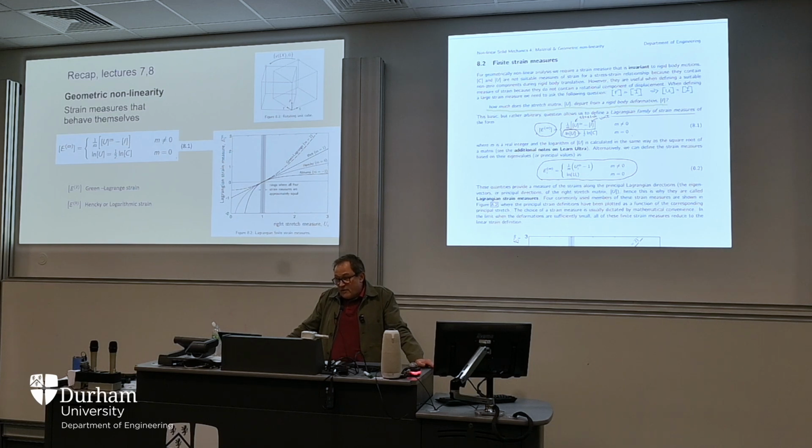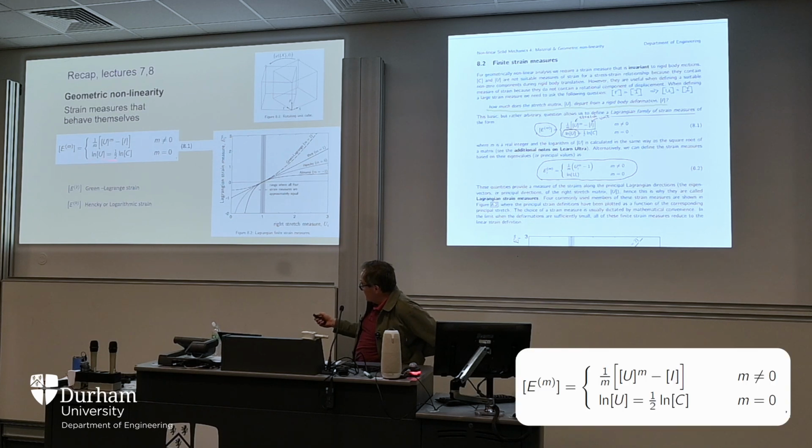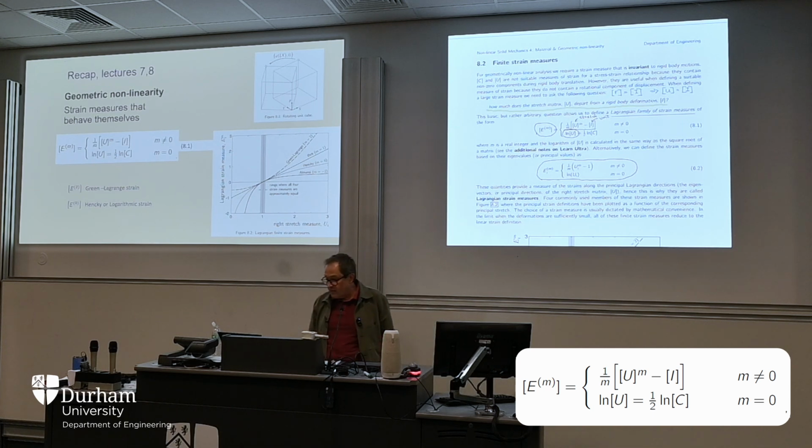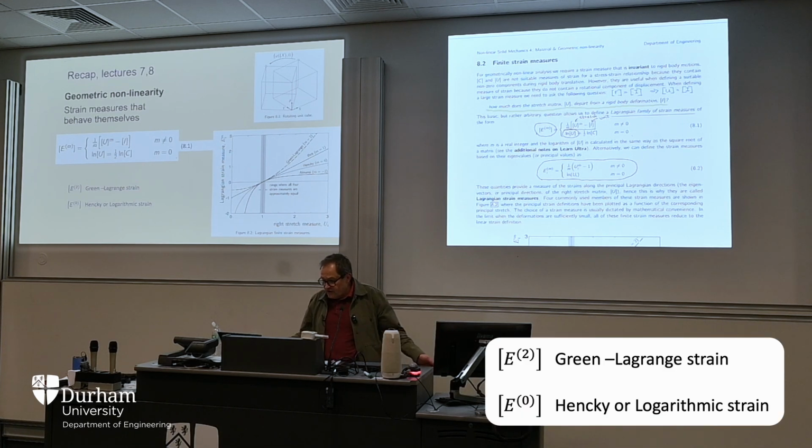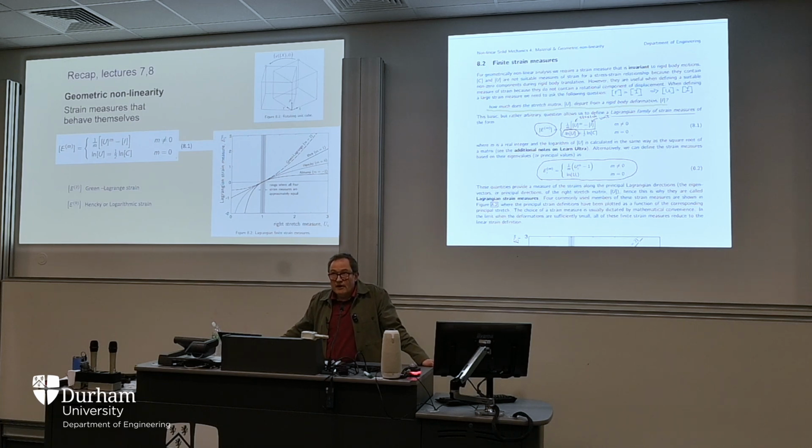Well, we need to have them because the basic measure doesn't work. So we have a family of them that look like this. So m is an integer, can be negative as well. U, that is your stretch matrix, and I is your identity matrix. And then apart from m equals 0, where we have this format here, so it's the natural log of U, which is the same as half the natural log of C, because C is U squared. And you remember how logs work. So the m equals 2 is Green-Lagrange strain, the m equals 0 is logarithmic strain or Hencky strain, and we'll be making use of the second one of those more than the first.